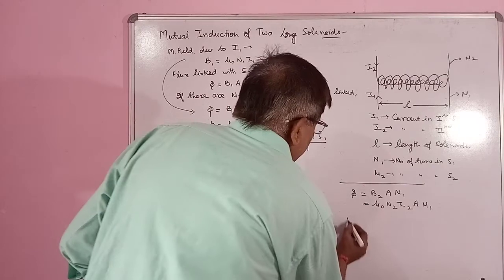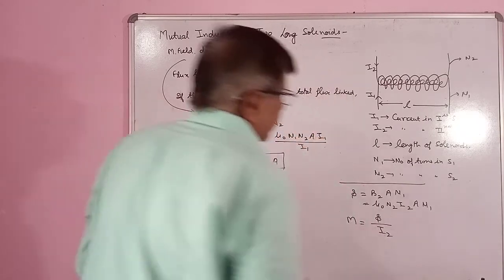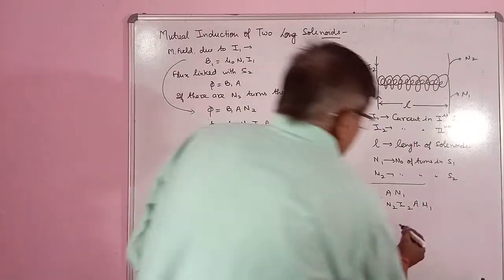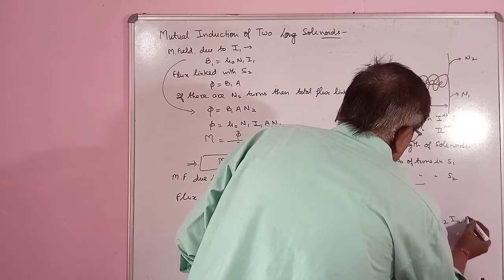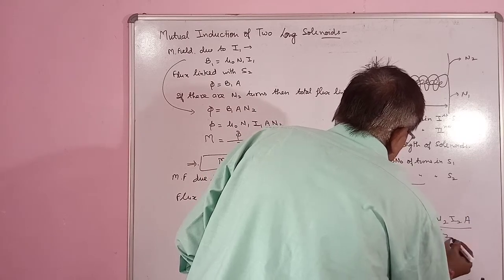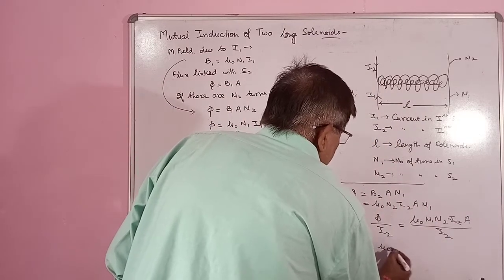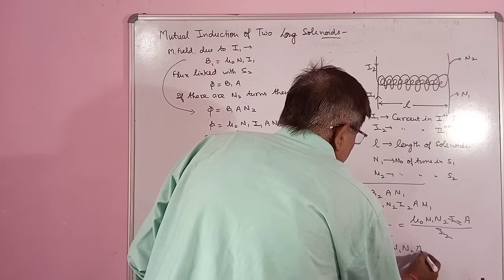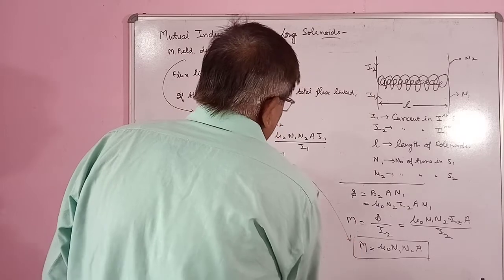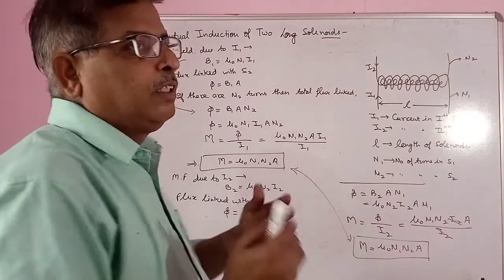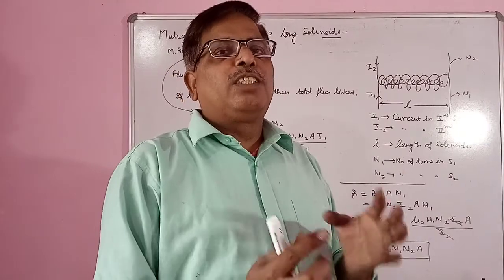Now mutual induction M equals phi upon I2. So when we put this, this is mu naught N1 N2 I2 A upon I2. So I2 will cancel out and we get mu naught N1 N2 into A. So these two results are the same. Why are these the same? Because this is mutual.